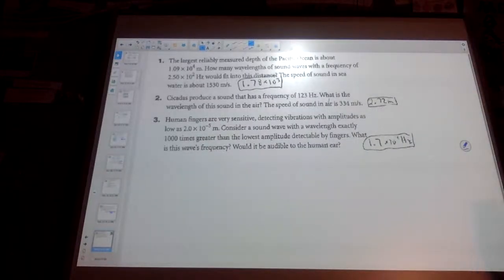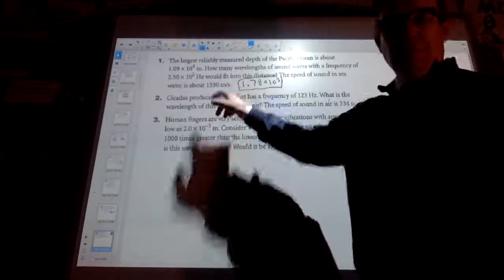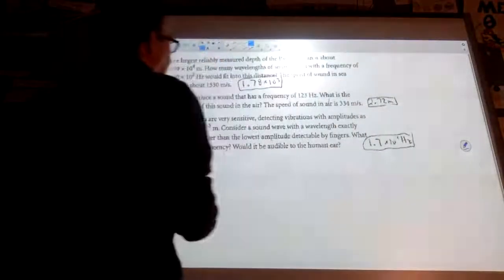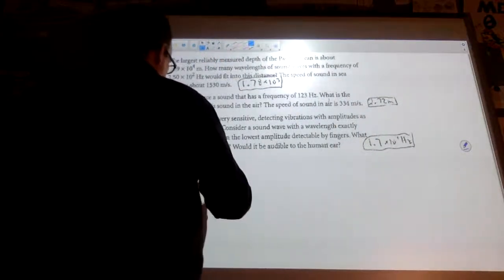The largest reliably measured depth of the Pacific Ocean is about 1.09 times 10 to the 4th meters. How many wavelengths of sound waves of a frequency of 2.5 times 10 to the 2nd hertz would fit in this distance? The speed of sound in seawater is about 1,530. So very different from what we calculated previously. All right, so I need to know what my wavelength is.